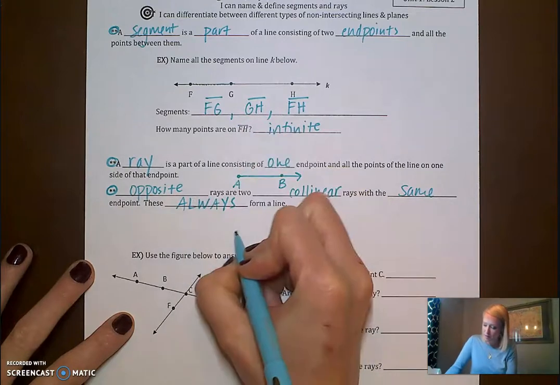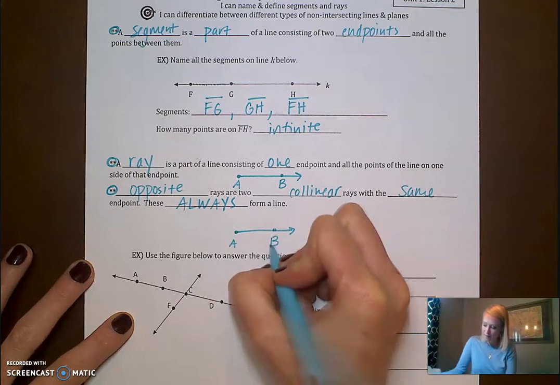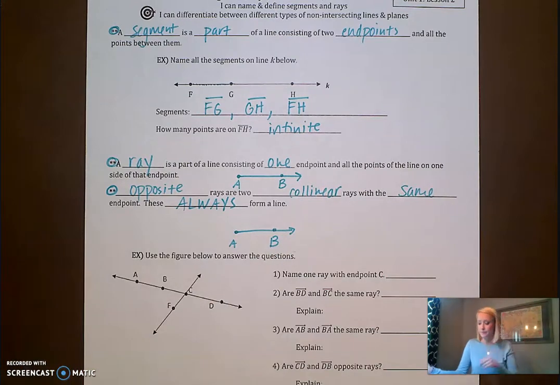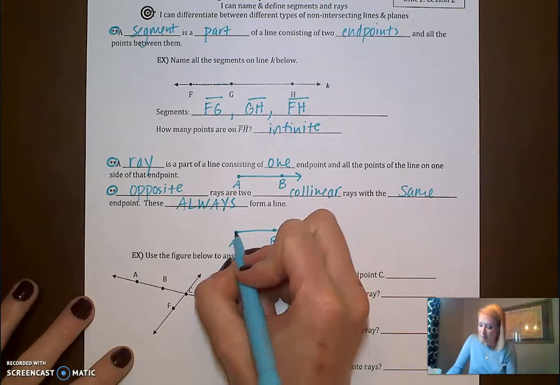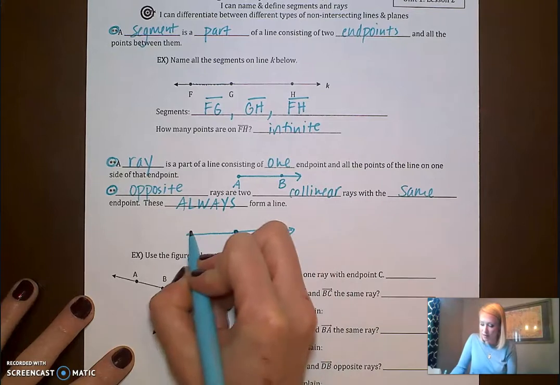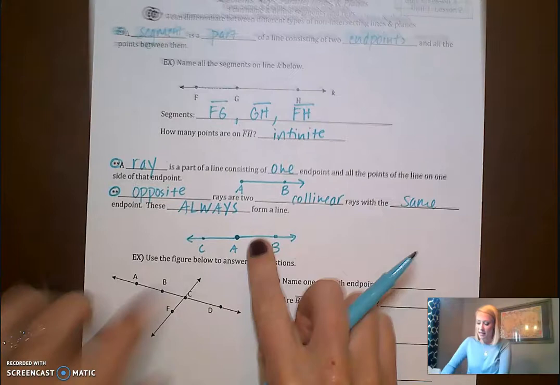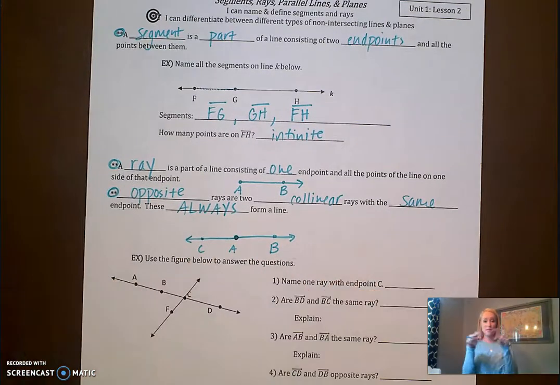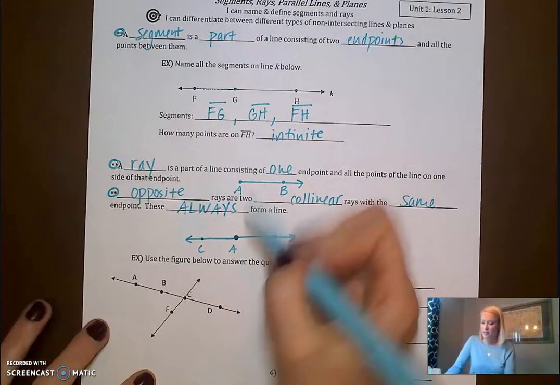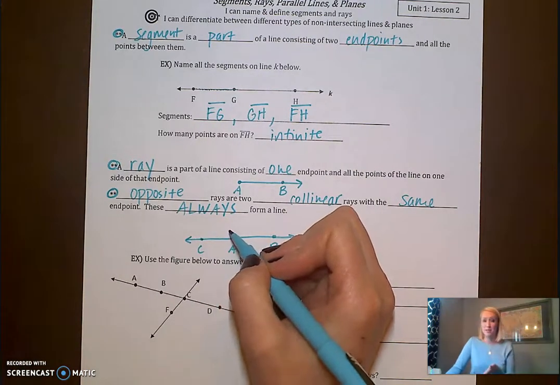So here's my picture. Let's draw the same thing. A, B. So there's ray AB. Now, the ray opposite to this would have the same endpoint, so it would also start at A, but it would go in the opposite direction. Maybe we'll call that AC. And notice together, AB and AC, they form a perfectly straight line. If it went this way, it doesn't form a line, those would not be considered opposite rays.